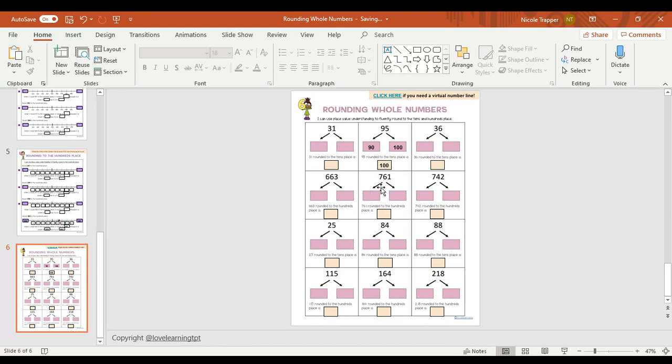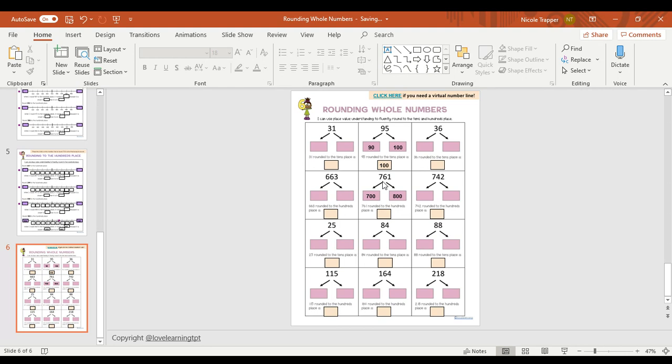Next, I'm going to round this one, 761, and it says round 761 to the nearest hundreds place. So I'm going to find the value of the 7 in the number. So that value is 700. And then I'm going to count by hundreds to get my second boundary. So after 700 comes 800.